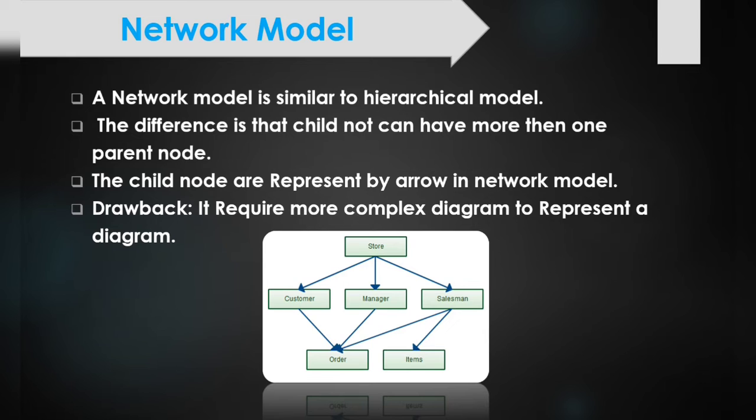Like in this diagram, you can see store is a parent, and it has three children. Order is also a child, but it has two parents. The first is customer, and the other is manager. This is also one of the drawbacks of the network model: it has a complex diagram, as you can see. Also, the child nodes in this are represented as arrows, and there are multiple nodes.